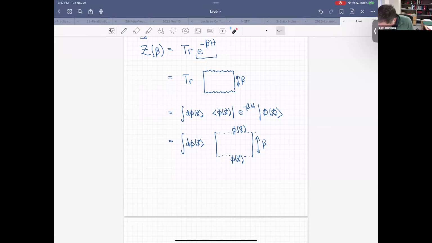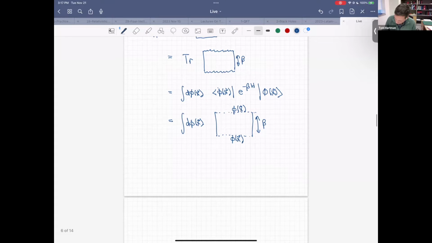Now, when we do this path integral on the strip, what are we doing here? We're doing a path integral on the strip with the same data phi of x at the top of the strip and the bottom of the strip. So we have the same data on the top and bottom, and then we're summing over it. Well, that's exactly the same as just gluing the two ends of the strip together. So just identifying the fields at the top and bottom.